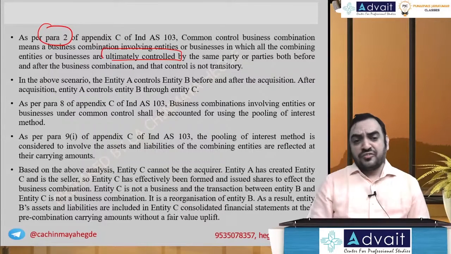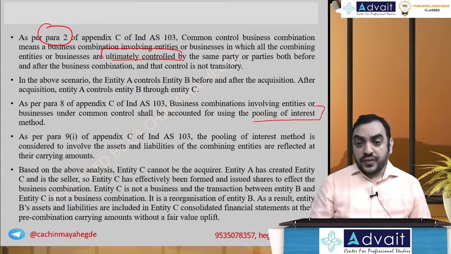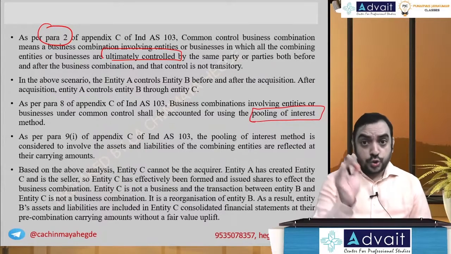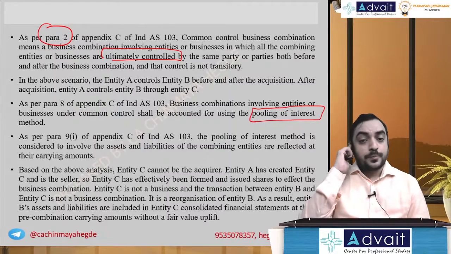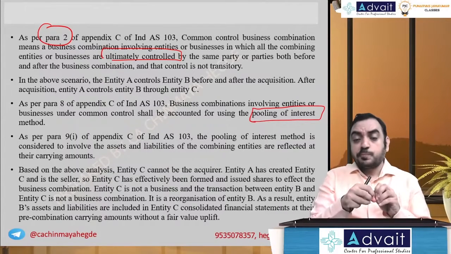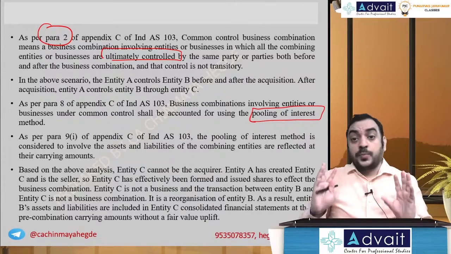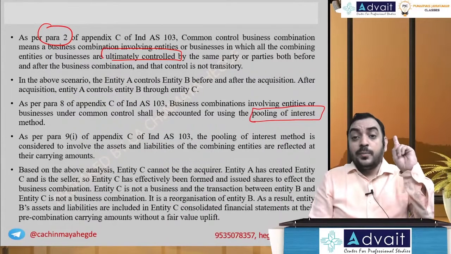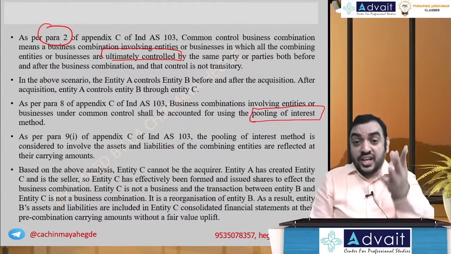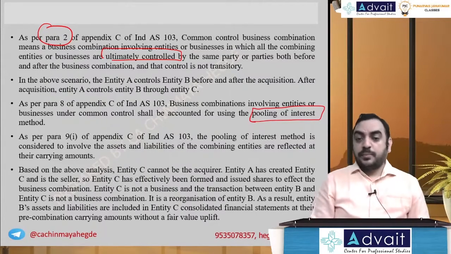As per para 8 of Appendix C of Ind AS 103, business combinations involving entities or businesses under common control shall be accounted using the pooling of interest method. You should use this technical term for sure. Pooling of interest method means when one entity acquires another entity, we will take everything at book value, including the reserves and surplus. Remember, we had amalgamation in the nature of merger in AS 14. You would have learned it at intermediate level. That concept, that principle, is applied here.